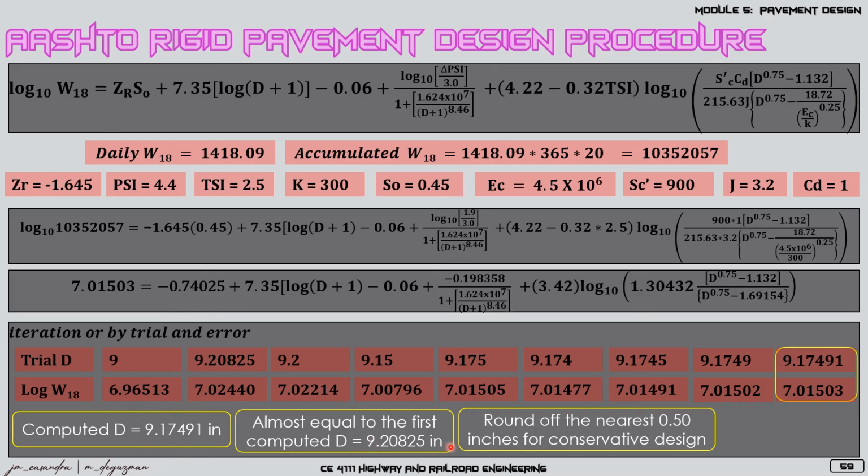So in that case, we now round off our computed D to the nearest 0.5 inches for a conservative design. So we round it up to 9.5 inches. So this is now the required thickness of our rigid pavement for the following conditions for example number 1.